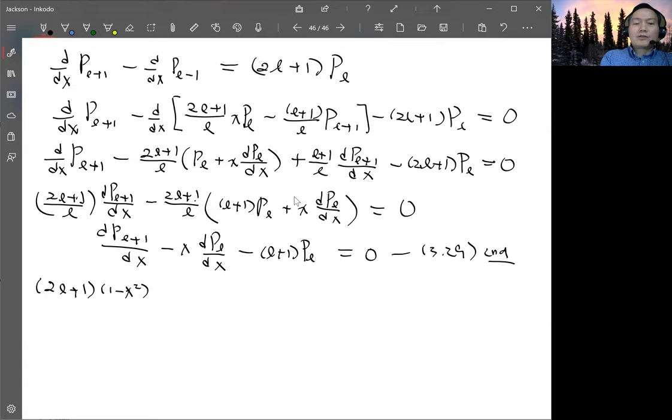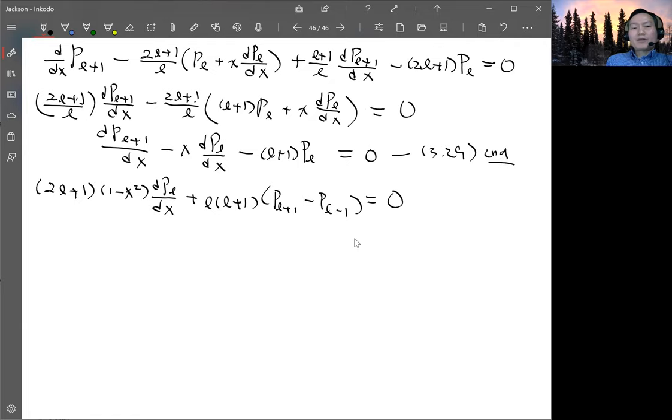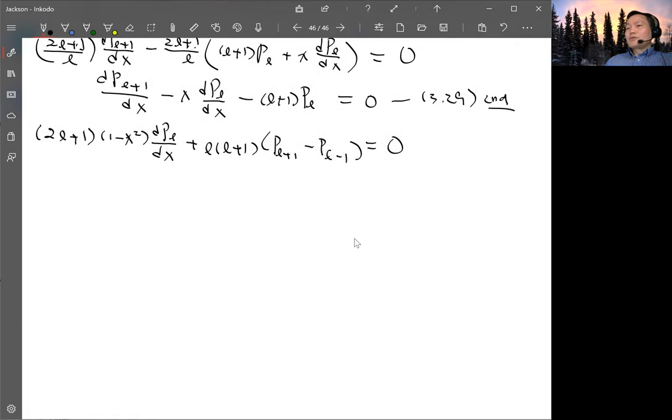So this is (2L plus 1)(1 minus x squared) dP_L/dx plus L times (L plus 1) P_{L+1} minus P_{L-1}... that equals zero. So last time we wrote it down before we actually derived the recurrence formula. And we could use this one to start our discussion of the third one. So you have this one. What we want to do in this case is change this L plus 1 factor using the other recurrence formula, like the first one of 3.29.